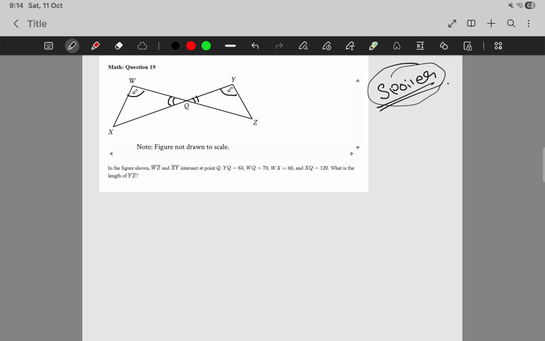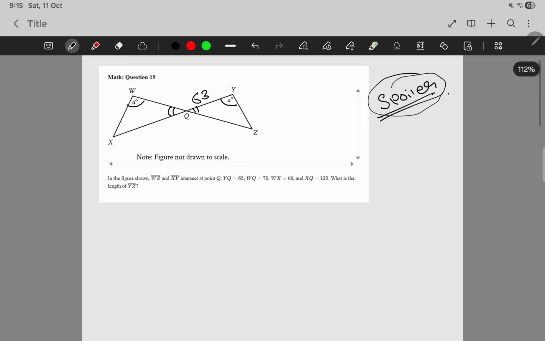What it is saying in the figure shown: WZ and XY intersect at point Q. Yes, it is intersecting at point Q. YQ equals 63, and WQ equals 70. Similarly, WX equals 60, and XQ equals 120.